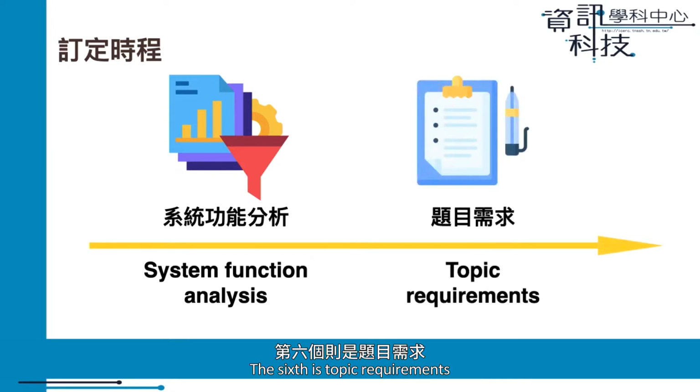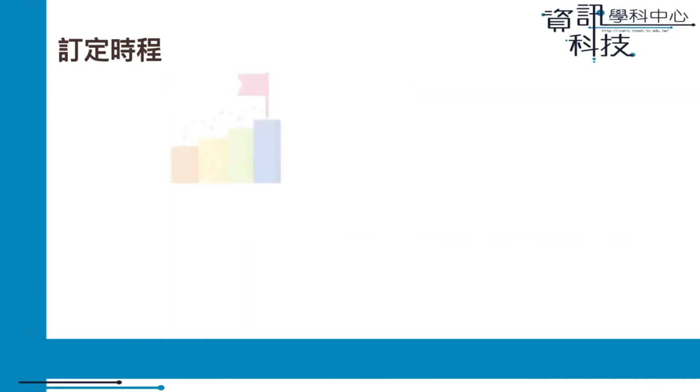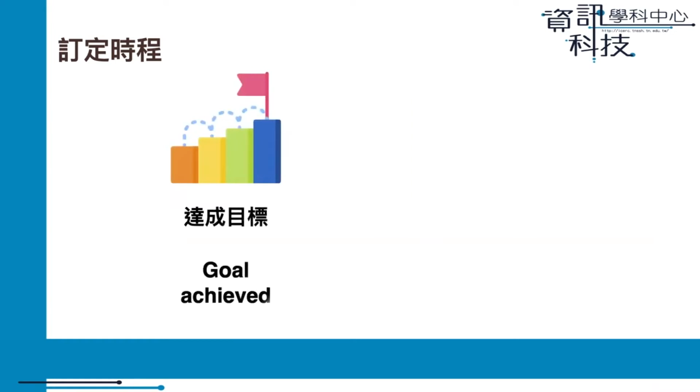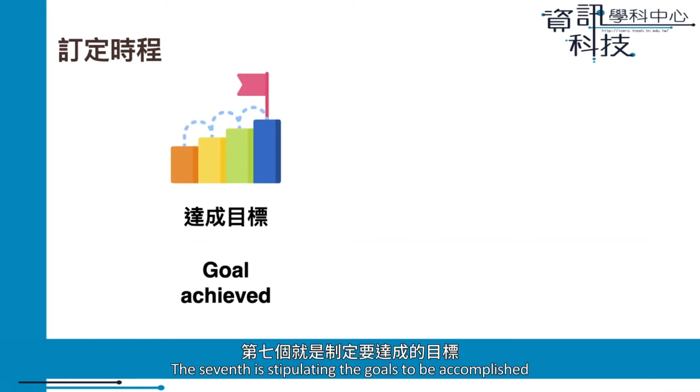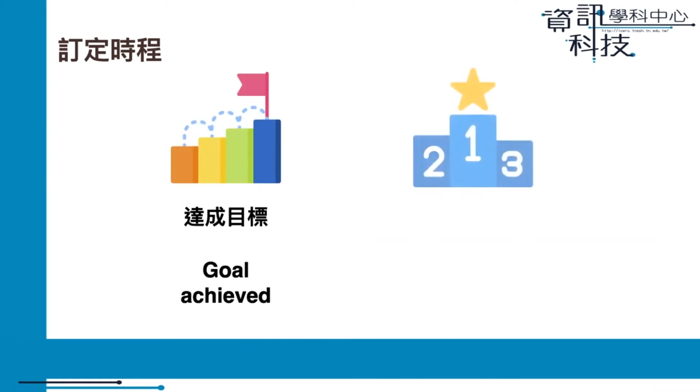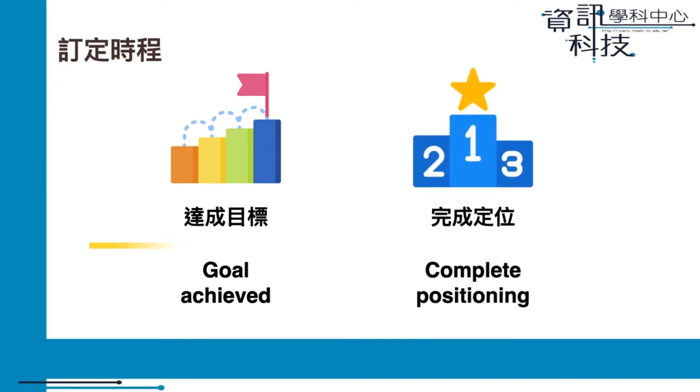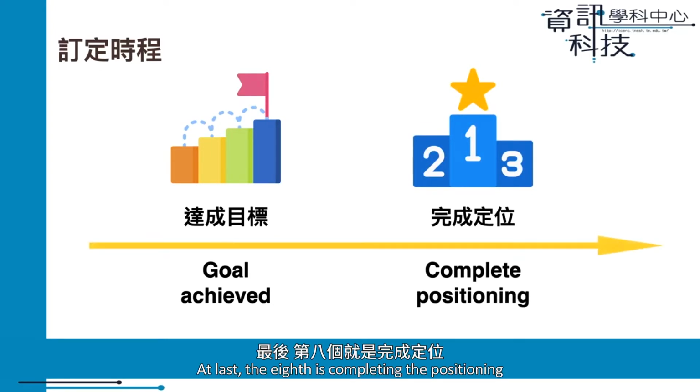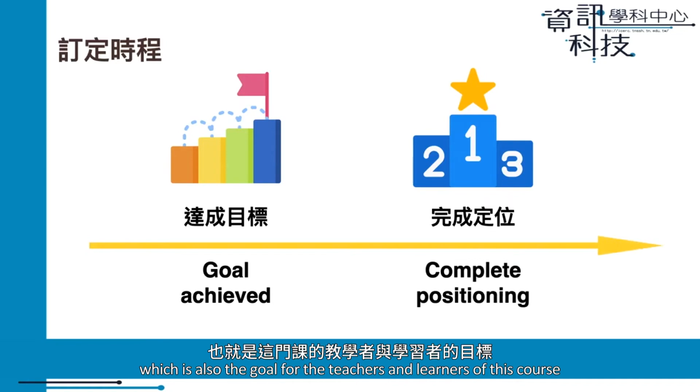The sixth is topic requirements. Find out the topic requirements, propose the solutions for the requirements. The seventh is stipulating the goals to be accomplished. At last, the eighth is completing the positioning, which is also the goal for the teachers and learners of this course.